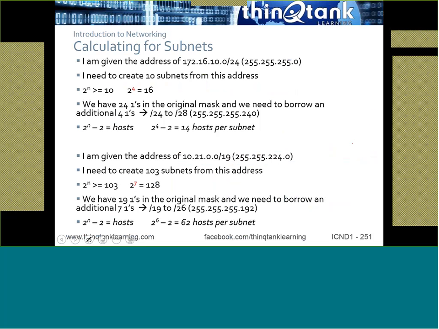All right? I need 103 subnets. 2 to the power of n is greater than or equal to 103. Solve for n, n equals 7. If we have 19 ones originally, we have 7 additional ones. That takes me to a /26. All right? Questions? We're not done. We've got a lot to do, but that's the first of the 3 formulas.